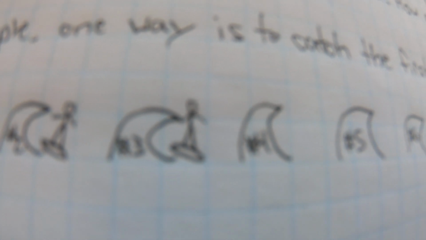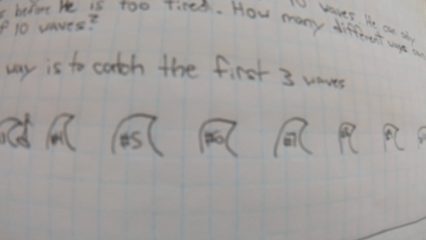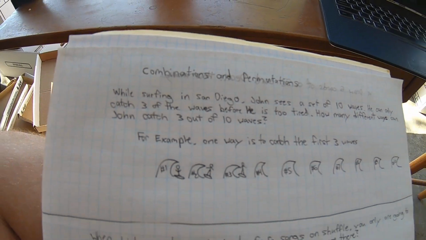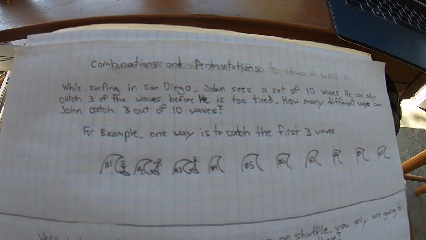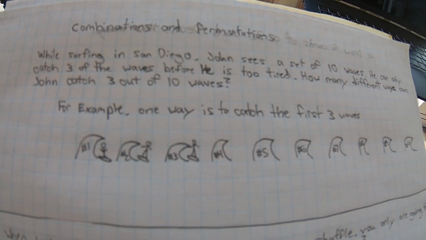Wave number 1, he's on. Wave number 2, he's on. Wave number 3, he's on. 4, 5, 6, 7, 8, 9, 10, he's just too tired. So we're going to figure out how to solve this, and in talking about that, we'll do a few other problems.